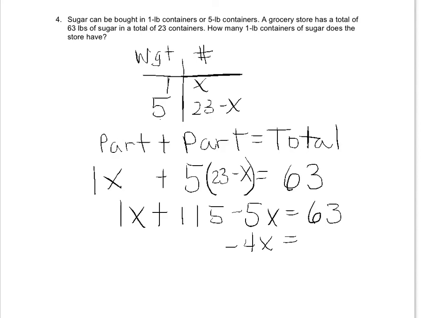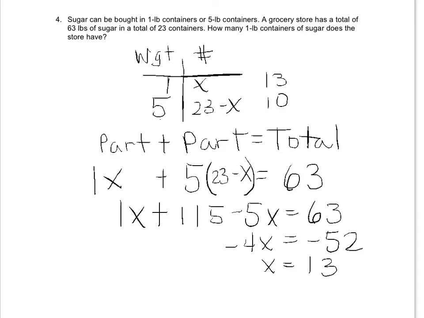And yes, I am stalling while I'm subtracting 63 from 115, and I'm getting 52. And then hopefully that divides evenly by 4. There's 1, 4, it looks like 13. So I'm thinking there are 13 1-pounders. Now you can see if I go back up here, if there are 13 1-pounders, then there are 10, because 10 and 13 is 23, 5-pounders.